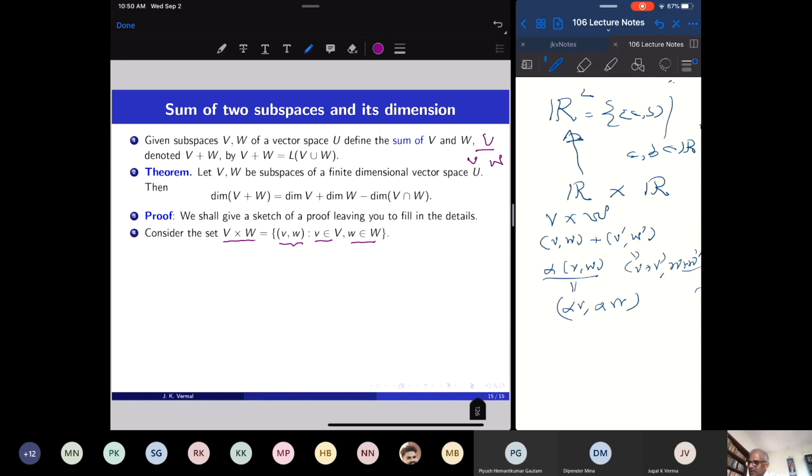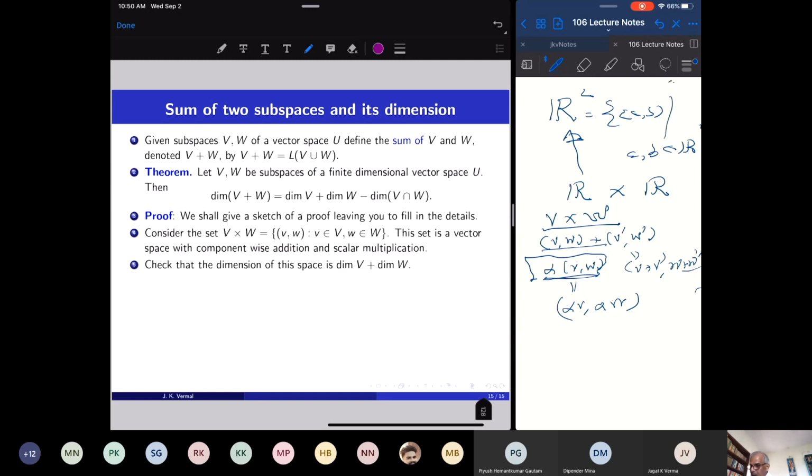Okay, so I have introduced in V cross W the addition and scalar multiplication. You can go back to the 10 axioms of a vector space and see that it is actually a vector space with respect to component wise addition and scalar multiplication. V cross W is called the Cartesian product of V and W, and it is a vector space. The dimension of this vector space is dimension V plus dimension W.